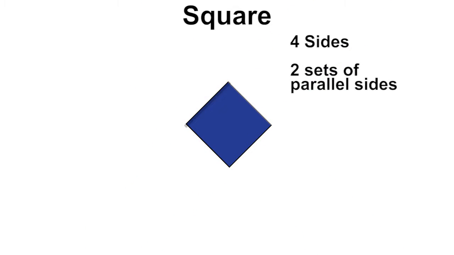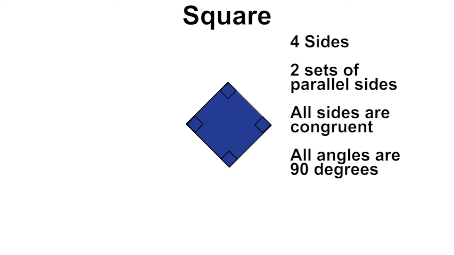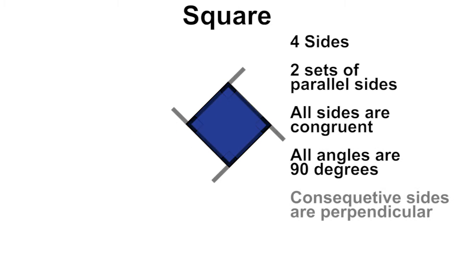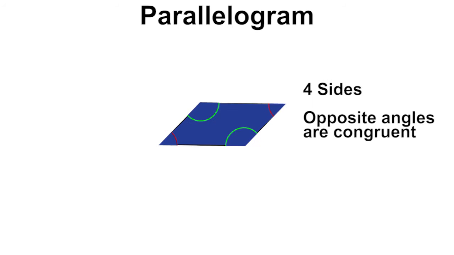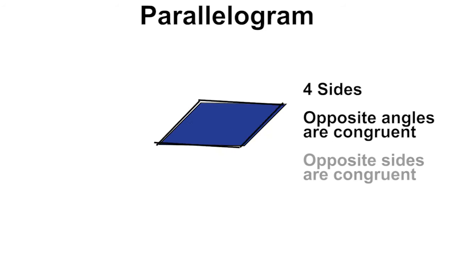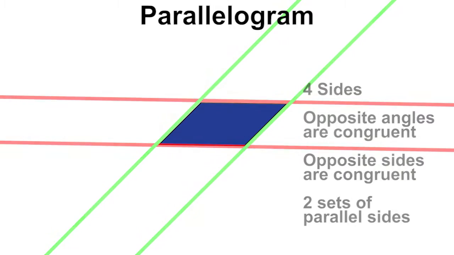parallel sides, all sides are congruent, all angles measure 90 degrees, and consecutive sides are perpendicular to each other. The properties of a parallelogram are made up of 4 sides or line segments, opposite angles are congruent, opposite sides are congruent, and 2 sets of parallel sides.